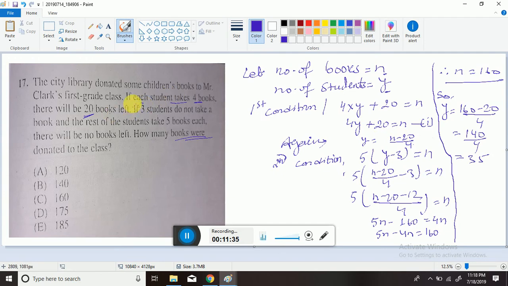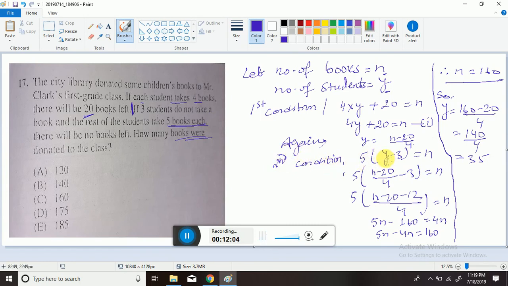Now in the second condition, if 3 students do not take a book out of all students, if 3 students do not take, where y students were there, how many students take? y minus 3 students take. Then the rest of the students take 5 books each. Each student will get 5 books if 3 of them do not take. That means there is no remainder.